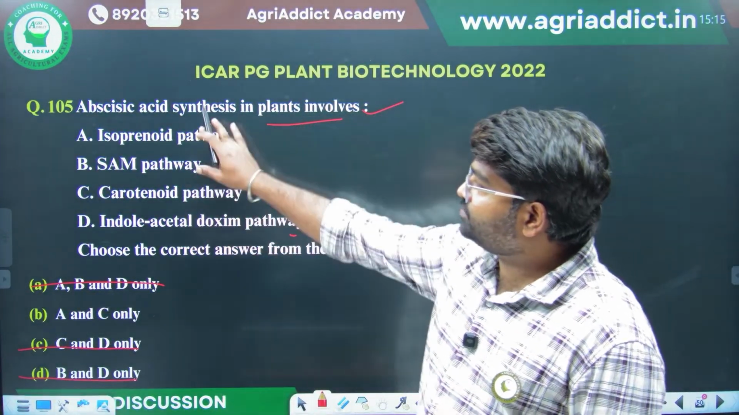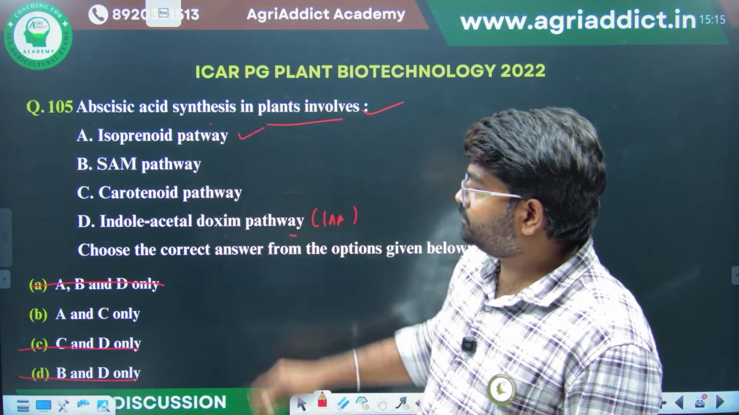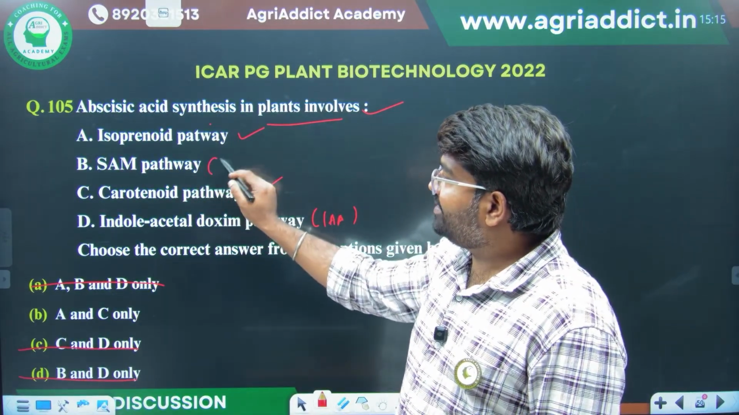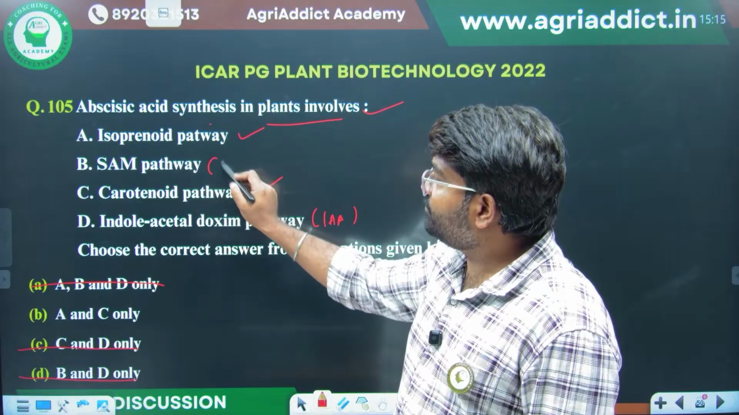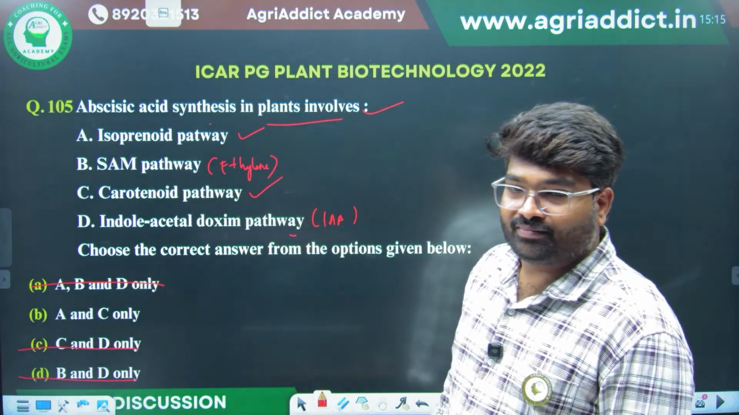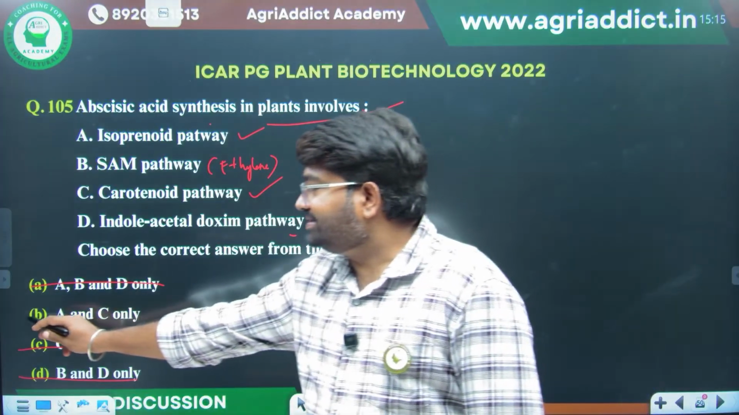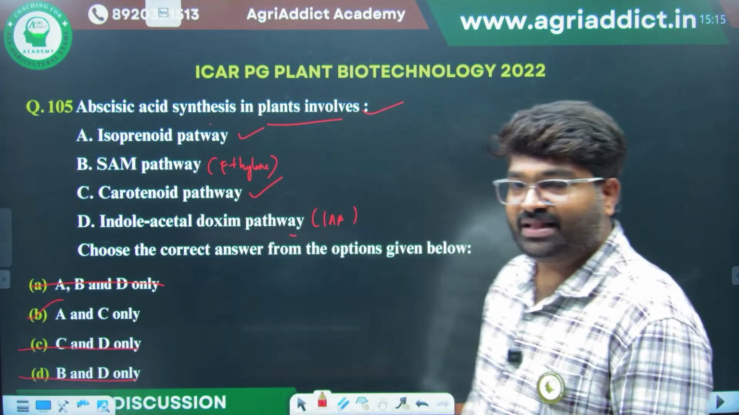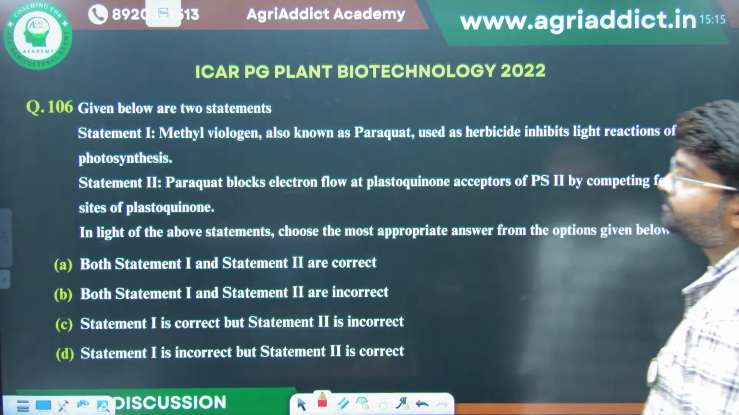Isoprene pathway, yes, it will come. Carotenoid pathway, yes, it will come. The SAM pathway typically is involved in ethylene biosynthesis. So A and C will be the right options. Clear?